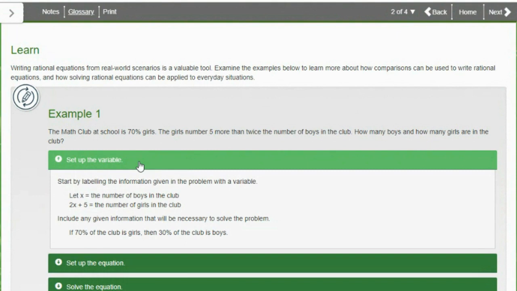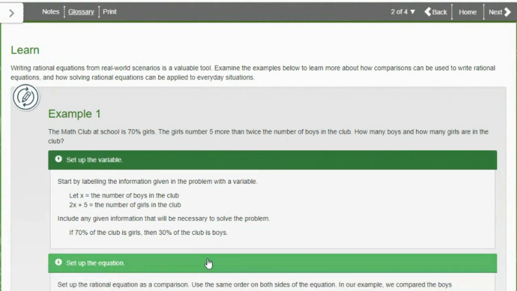And the girls would be 2 times the boys plus 5, because that's what it told us. There's 5 more than twice the number of boys. And 70% girls, which means there's 30% boys in the math club.